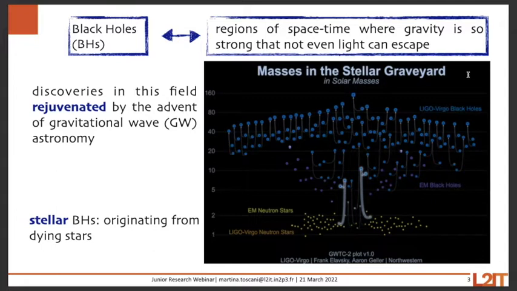And in particular, with gravitational waves, we have been able to see a growing number of stellar black holes, which are black holes that originate after the death of a star. And we can say that the number of stellar black holes that we have detected in the last couple of years with gravitational waves is already much higher than the number of stellar black holes detected with electromagnetic radiation. As you can see from this plot, the blue dots are the gravitational wave detected black holes, while the purple dots are the electromagnetic detected ones.